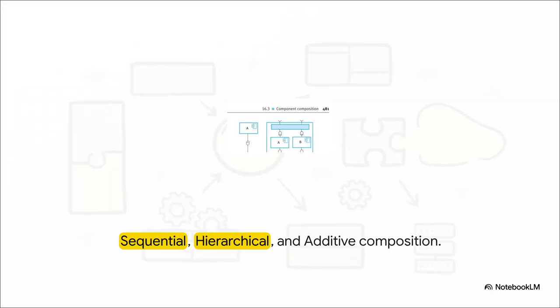And this brilliantly illustrates exactly what we're talking about. If you just let your eyes follow the flow here, you can visualize the theory perfectly. You can see how sequential acts like a chain, hierarchical acts like a nested command, and additive acts like a side-by-side bundle. Let's actually break each of these down step by step to really cement the concept.